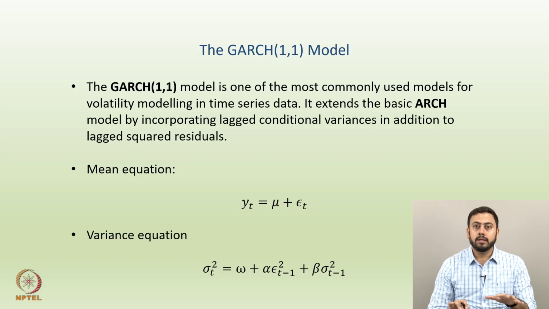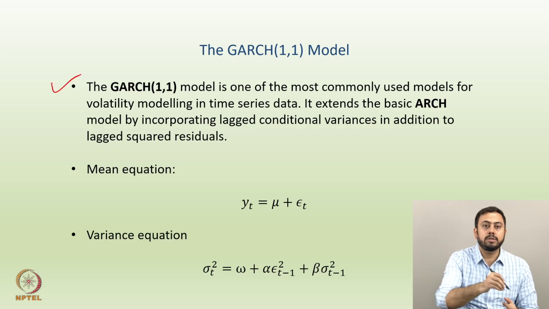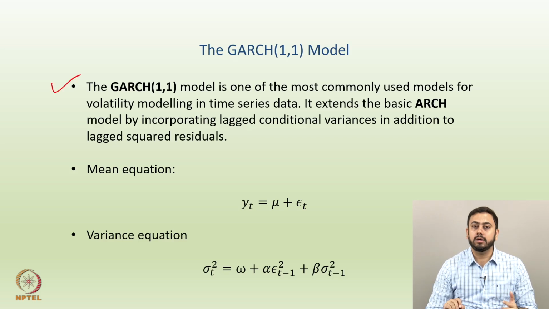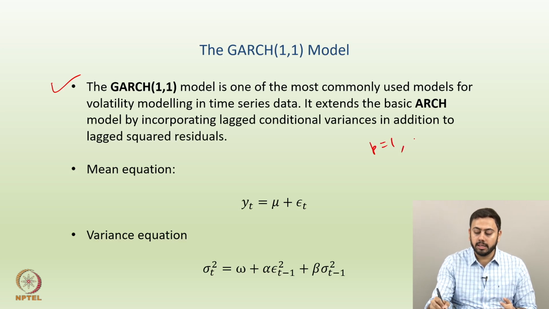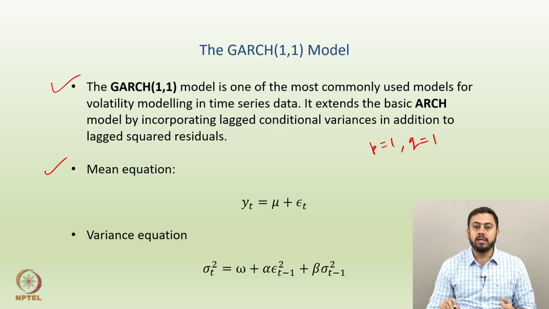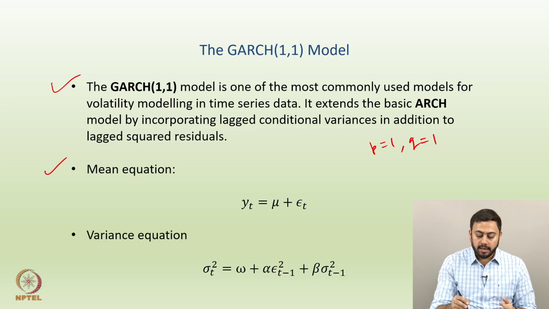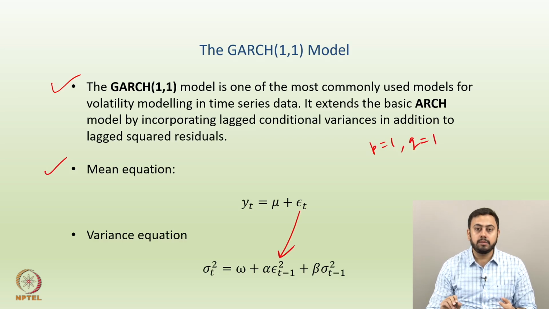In short, if you want to specify how exactly a GARCH(1,1) model looks like, I have presented this slide again as a summary. The GARCH(1,1) model is one of the most commonly used models for volatility modeling in time series data. It extends the basic ARCH model by incorporating lagged conditional variances in addition to lagged squared residuals. The entire idea is the same, the only thing is that p happens to be 1 here and q happens to be 1 here. This is the mean equation, Y_t equals mu plus epsilon_t, and epsilon_t also comes in the second equation, where you are trying to model the variance.